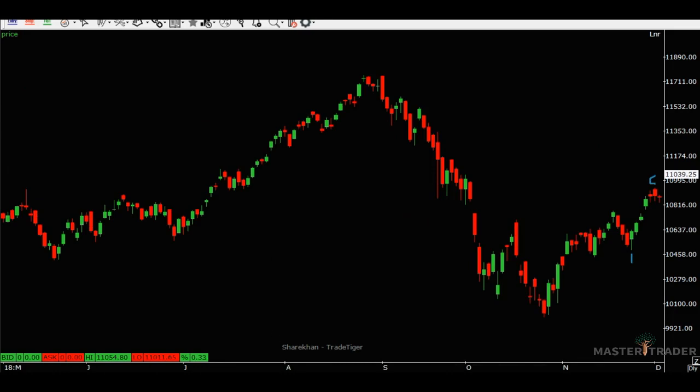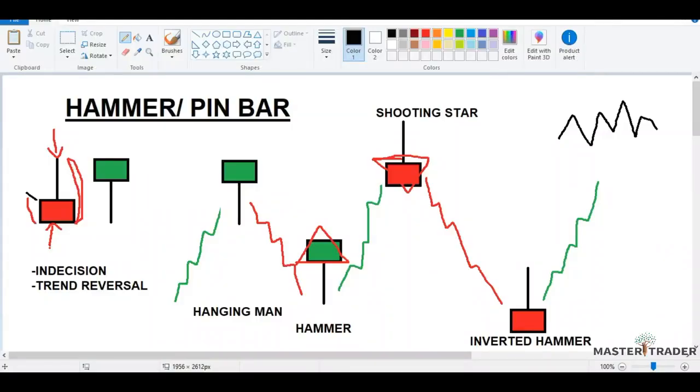So this is one of my favorite candlestick patterns, guys, hammer, because it works beautifully. It works really, really well, and especially for reversals. Okay, so whenever you see a hammer at the top of a trend or bottom of a trend, be alert. There may be a trend change. All right, so that's it for this pattern, guys.